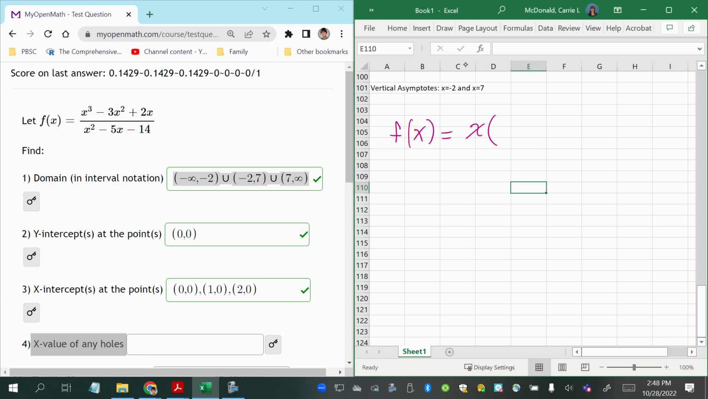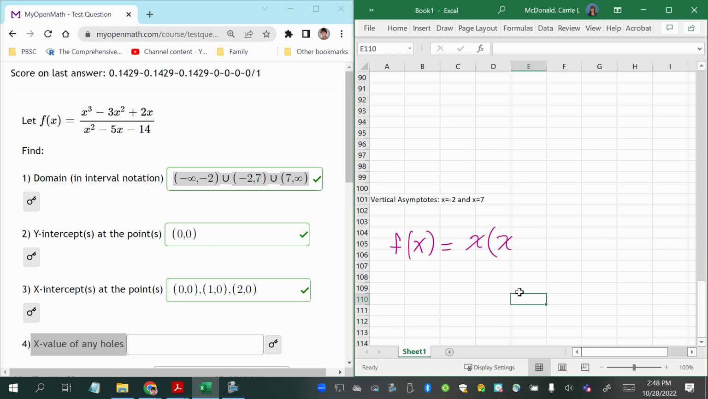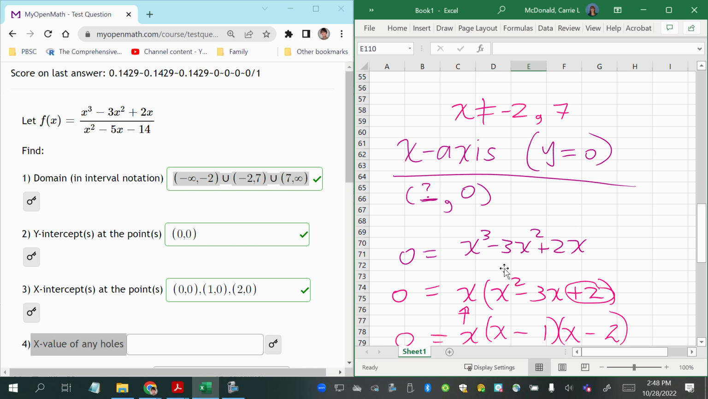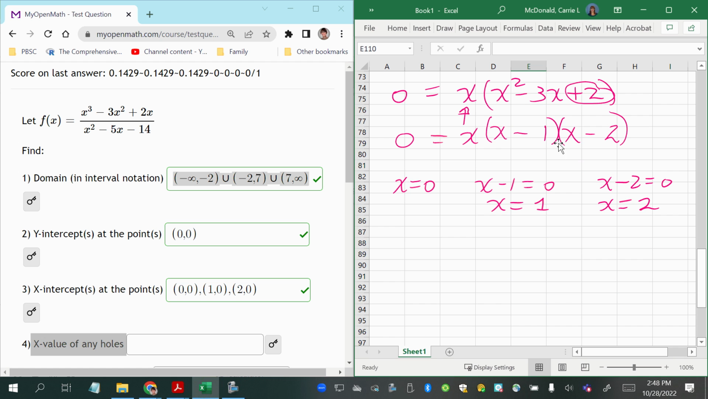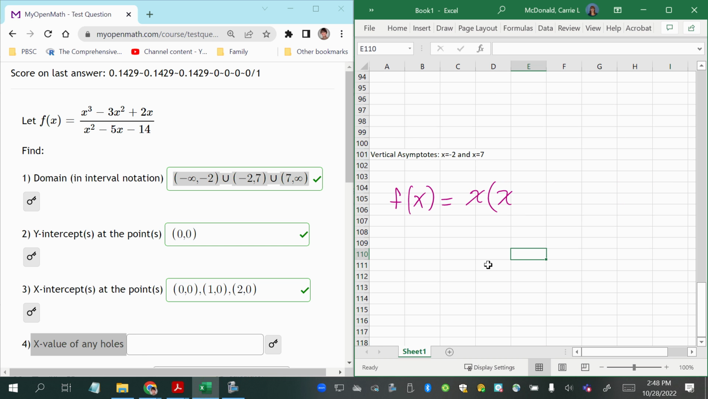We already figured out how to factor this one, right? When we were looking for x-intercepts, we found that the factors that would simplify to the top polynomial are x times x minus 1 times x minus 2. So x times x minus 1 times x minus 2. I'm just factoring out the top of my original function right here. Okay, just factored that out.